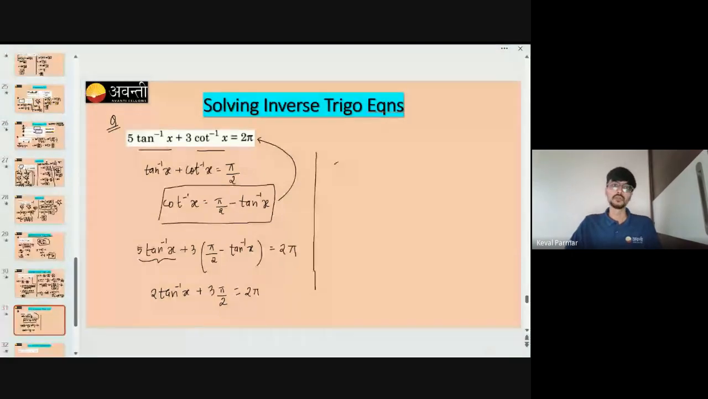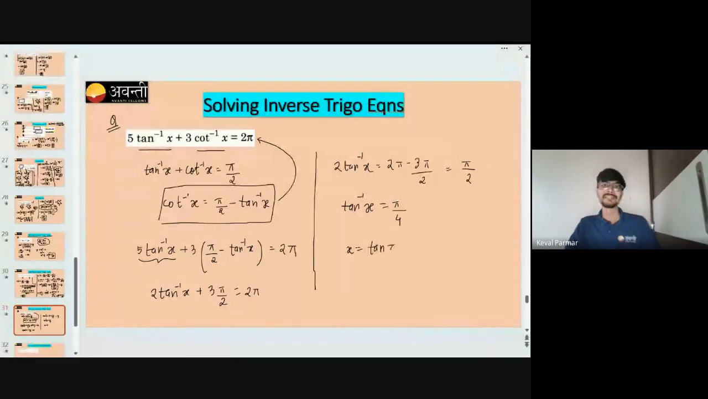So from this, I will get 2 tan inverse of x is equals to 2 pi minus 3 pi by 2. Can you calculate it? 2 pi minus 3 pi by 2, which is, I guess, pi by 2. Now, if I send 2 here, my equation will become tan inverse of x equals to pi by 4. Now, according to inverse trigonometry, I can write x equals to tan pi by 4. We get x equals to 1. I hope it is clear.